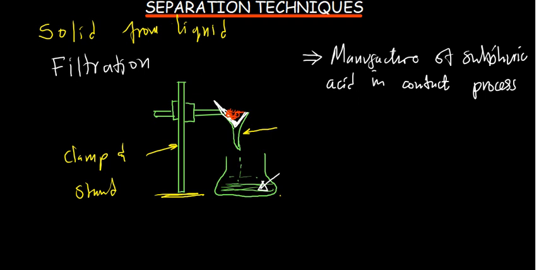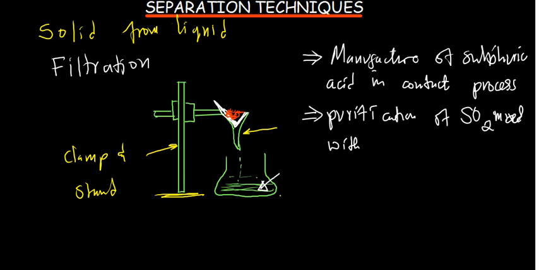Another thing is sulfur dioxide mixed with an excess of air is purified by filtration to remove particles of dust and other impurities. So the purification of sulfur dioxide, which is mixed with excess air. Remember, we said you can use filtration to separate a solid from a fluid, and air here is a fluid.